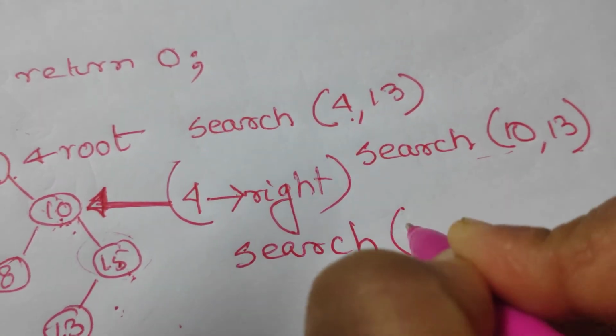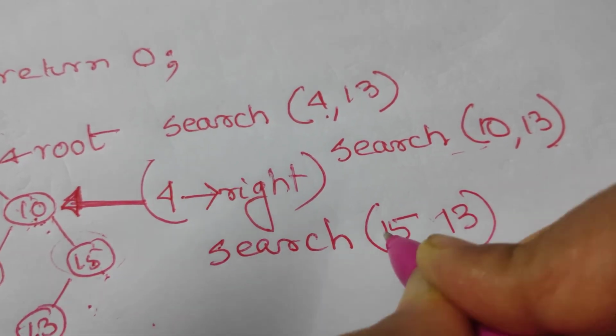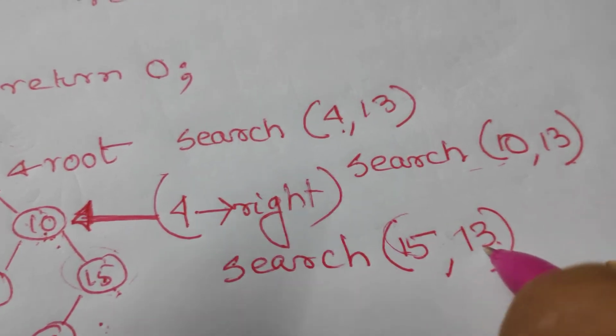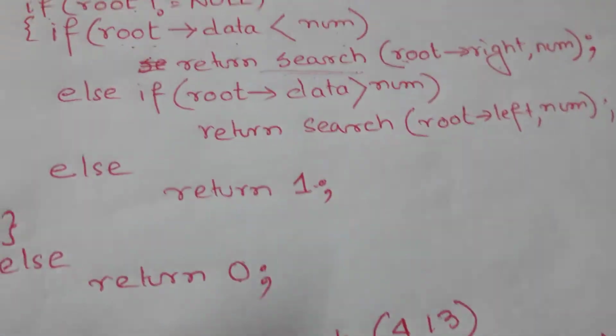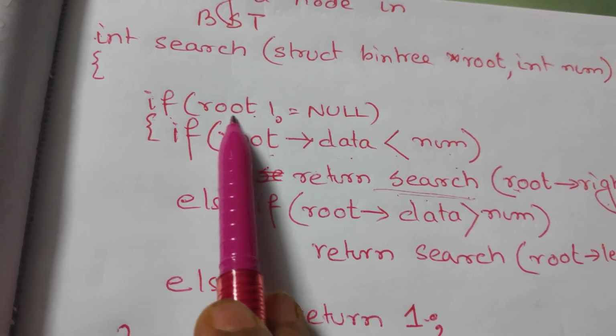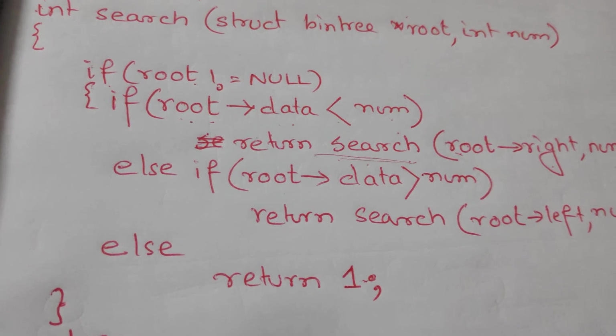So the search algorithm will be again called with 15 and 13. 15 is the root and 13 is the number to be searched. So again the algorithm will start. Root not equal to null is true. We enter the if condition.